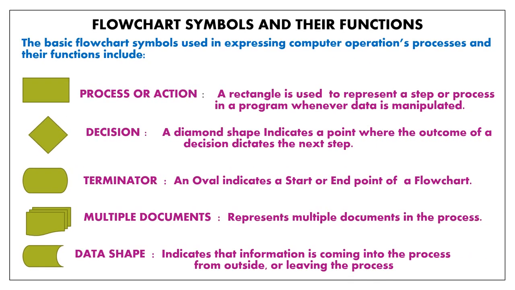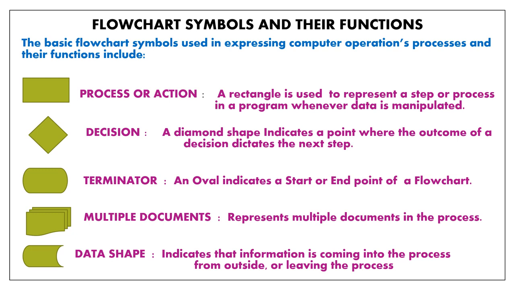Symbols and their functions, what are they? We have said earlier that the shapes used for flowcharts are referred to as flowchart symbols. We have lots of flowchart symbols, but we want to look at the basic ones. The basic flowchart symbols used in expressing computer operations, processes, and their functions include: one, you have the process or the action. The process or action is represented with a diagram called a rectangle.